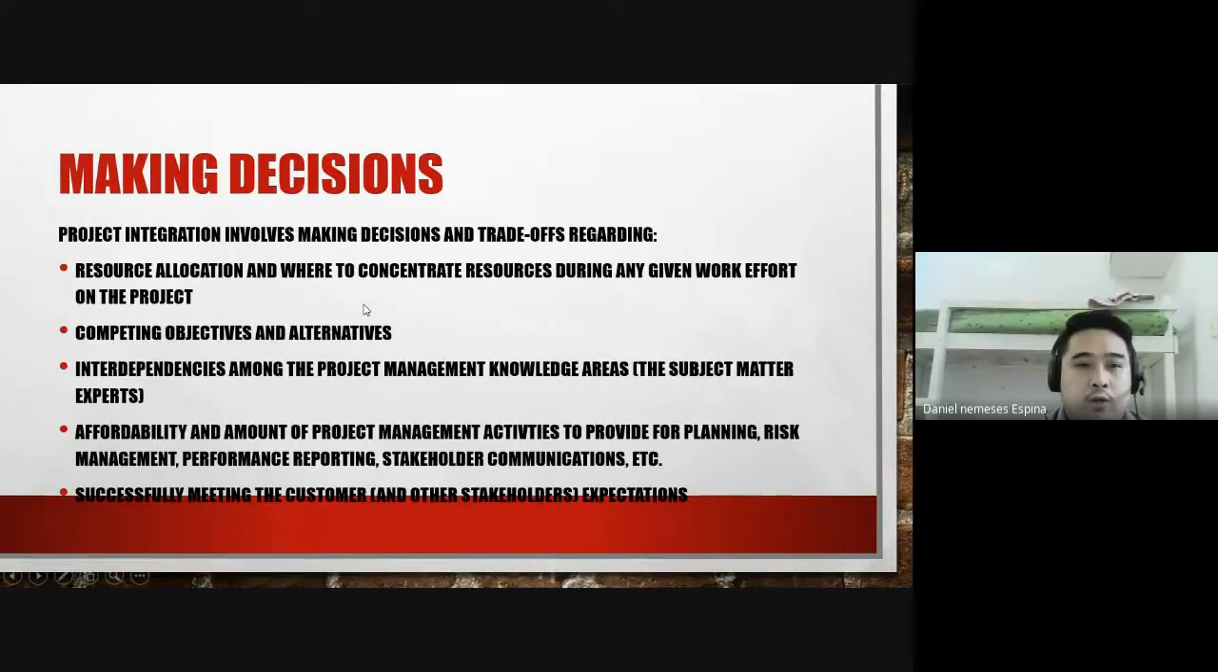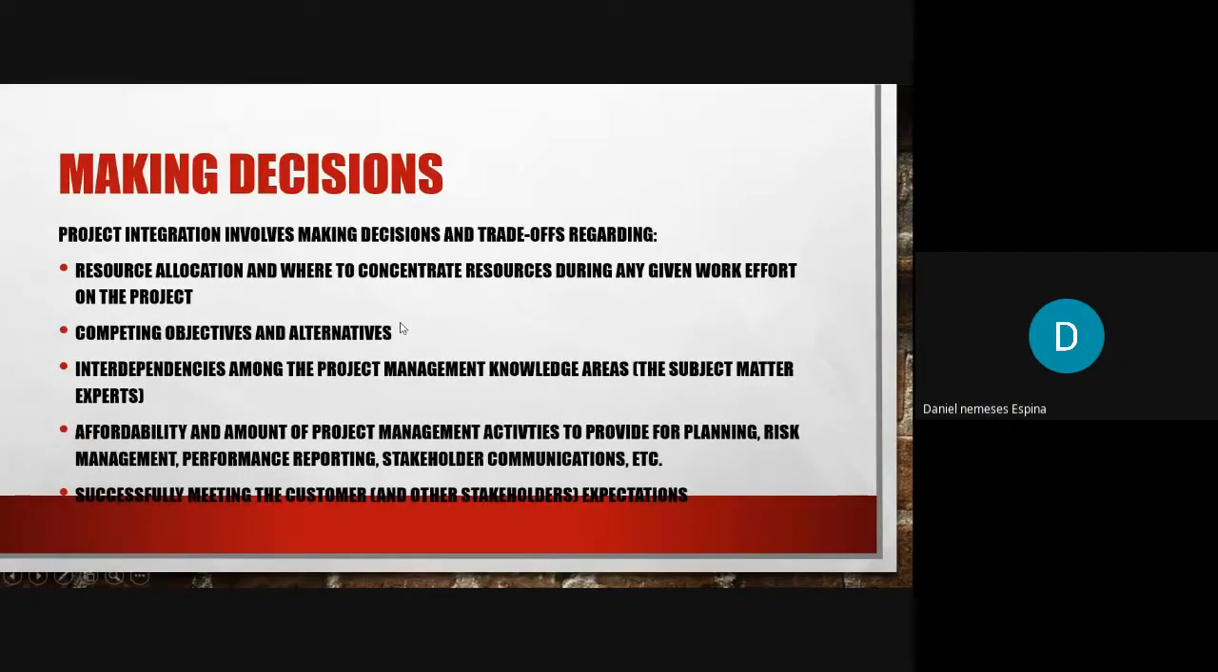So resource allocation and where to concentrate resources during any given work effort on the project. Okay, so what should be prioritized? Okay? Competing objectives and alternatives. So how are you going to handle the different alternatives? Or how are you going to evaluate, okay, which objectives are more important? Okay? And how are you going to evaluate which alternatives you should pursue? So you can use quantitative and qualitative factors.